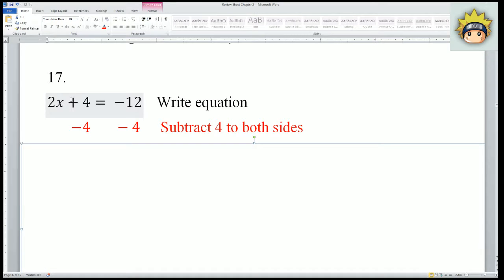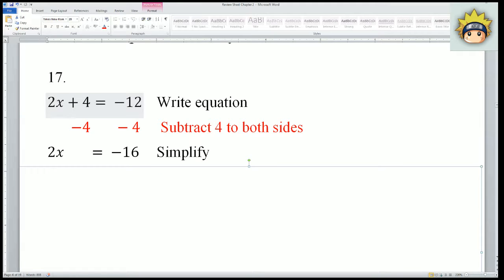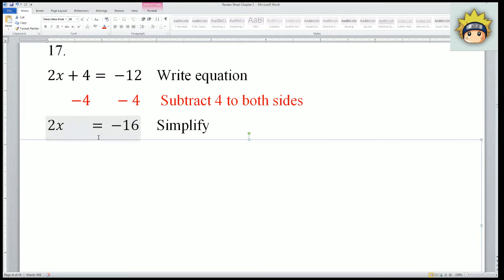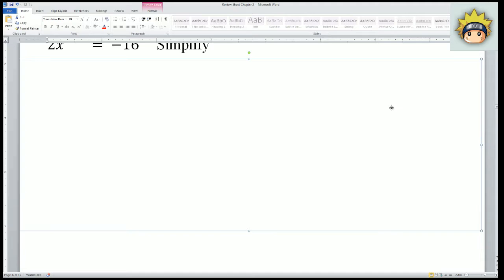What's left over on the left hand side is 2x, because 2x goes straight down. 4 minus 4 becomes 0. Okay, negative 12 minus 4 is negative 16. Right? There is still 2 attached here to the x. It's by multiplication, so another way of reading this is 2 times x. To get rid of the 2, we use the inverse operation. The inverse of multiply by 2 is to divide by 2.